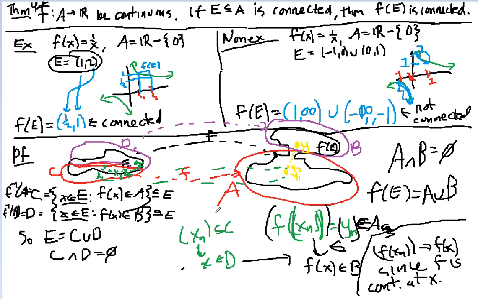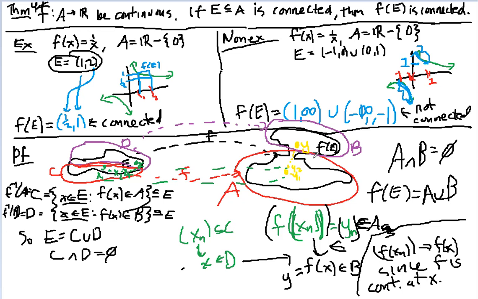So that gives us our yellow sequence. Here are our f of x_n, which I'm calling y_n, and that converges to y, and I can let y be equal to f of x. So I have a sequence that lives entirely in A, but it converges to something in B, which means that f of E has to be connected. That's the basic idea of the proof.